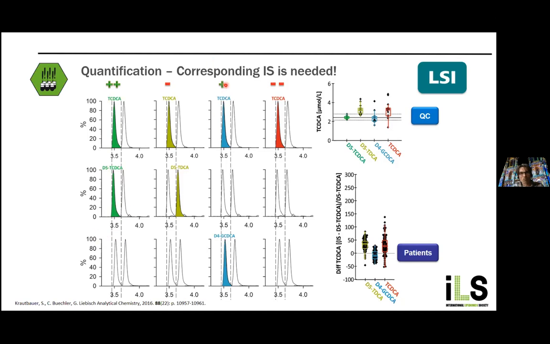And if not, co-elution may be beneficial, but you see a small difference here. It's just glyco instead of tauro. You may not get so good results. But if you have, for instance, no internal standard, it's very difficult to get a really good quantification.